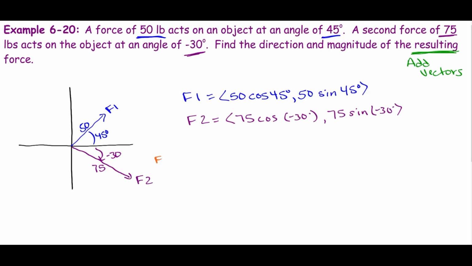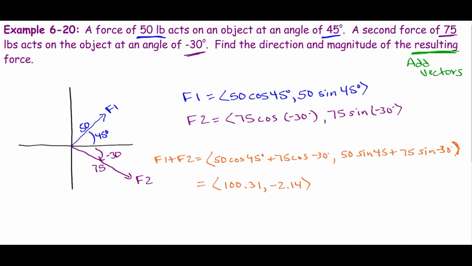So my resulting force is going to be F1 plus F2, which is going to give us 50 cosine 45 plus 75 cosine negative 30, and then 50 sine 45 plus 75 sine negative 30, which will give me approximately 100.31, negative 2.14. So first, if we sort of visualize where this vector would be, my x-coordinate is positive, my y-coordinate is negative, so my resulting force is going to be in quadrant 4.